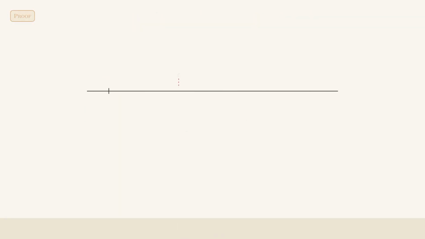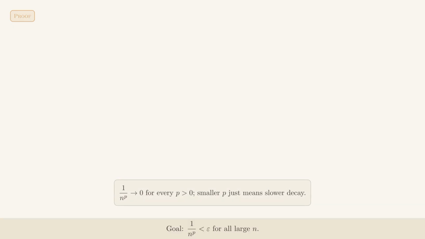Now let us prove it precisely, using only the definition of a limit. Fix a tolerance, call it epsilon, above 0, and ask when the term falls below it. The term lies below epsilon exactly when n to the power p climbs above 1 over epsilon. And taking pth roots, the requirement becomes simply that n exceed one fixed threshold. The Archimedean property guarantees an integer past that threshold, and every later term then lands to the left of epsilon. By the definition of a limit, the sequence converges to 0. A positive power in the denominator always wins. Smaller powers merely take their time about it.